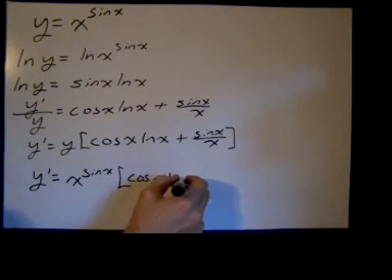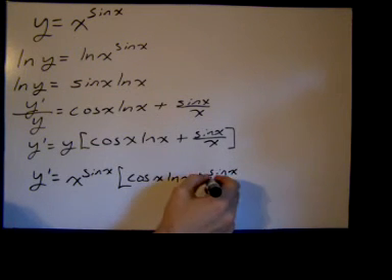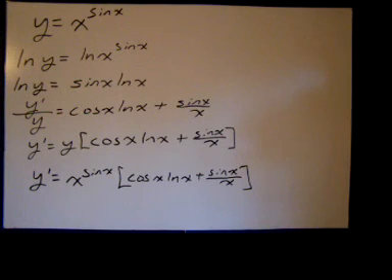ln of x plus sine of x over x. You could get a common denominator. I choose not to in this part. I don't know why. It wouldn't be hard. But anyway, that's it. That's the derivative.